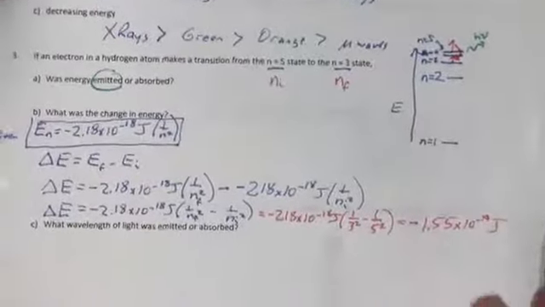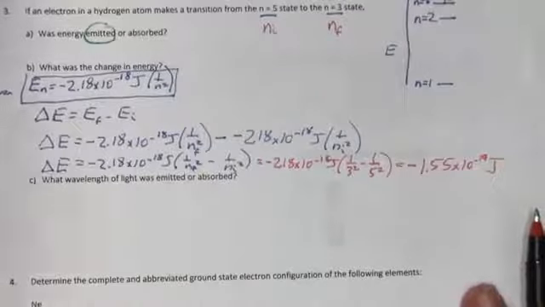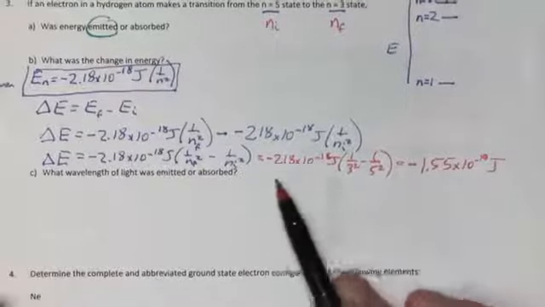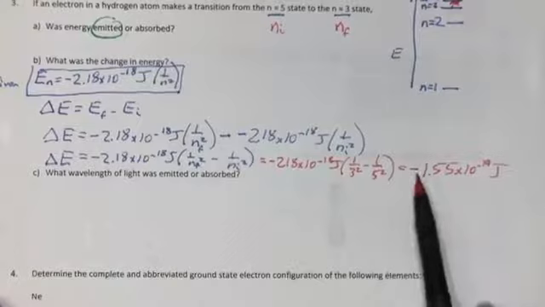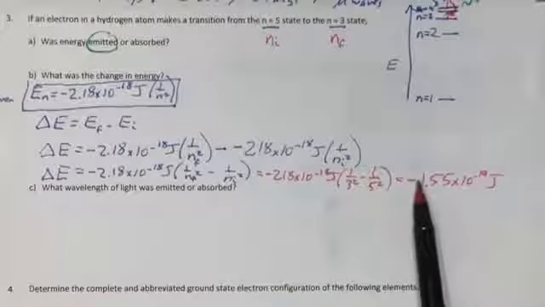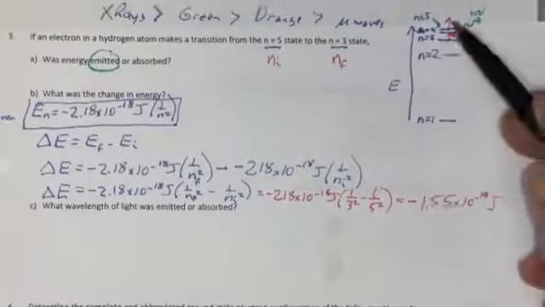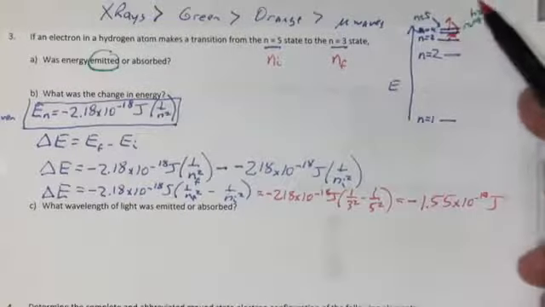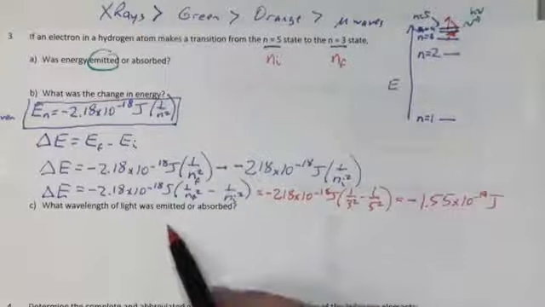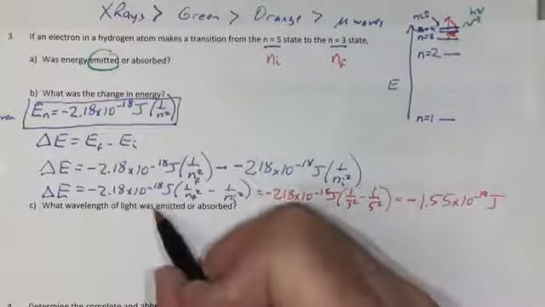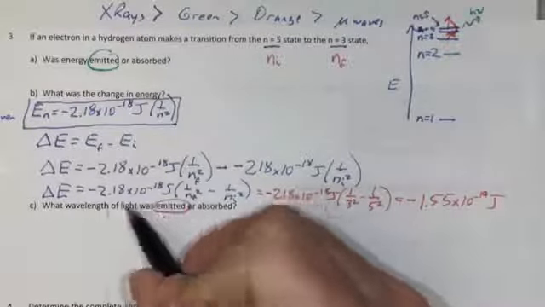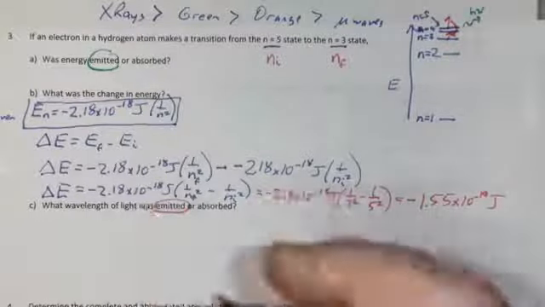Let's pull up here. If it's a negative delta E, what does it mean? It means that the atom is losing energy. A negative delta E means that the atom is losing energy. Energy is being emitted. So what is the wavelength of light that was emitted or absorbed? Now, it's emitted. What wavelength of light was emitted? Well, the wavelength of light must correspond to exactly the energy of this photon up here. It's the difference in energy.